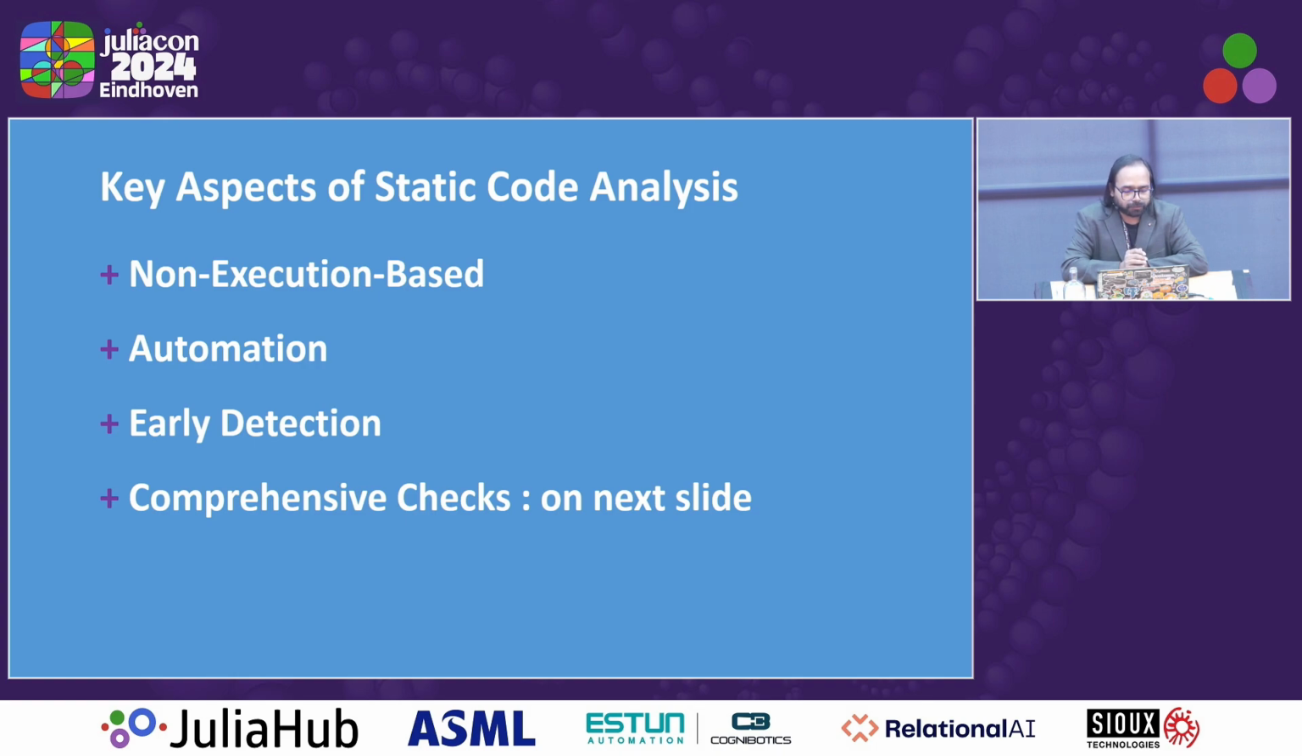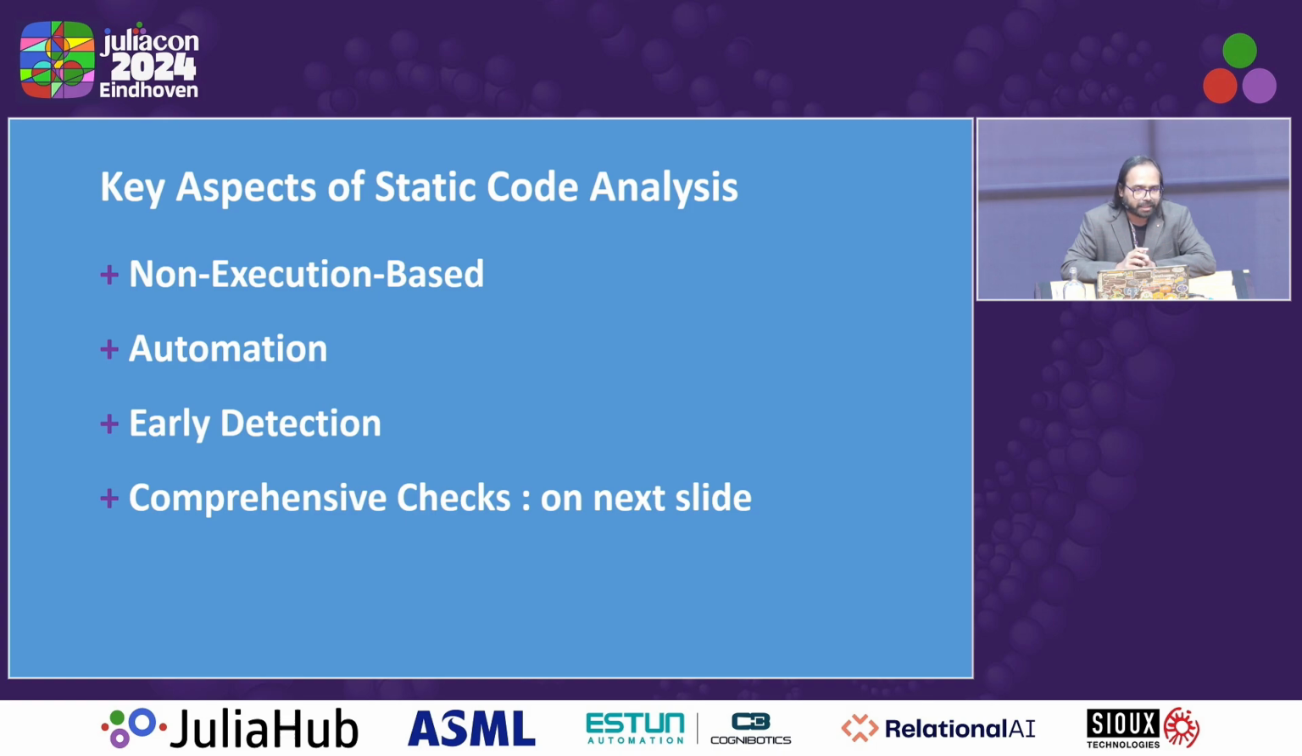Now, key aspects of static code analysis. One is that it is non-execution based, so we need not execute the code in order to check the output and check the functionality. Then automation. Developers write a lot of code, so it may not be possible to check each and every piece of code manually and thoroughly. In that case, automation and tools will help us.